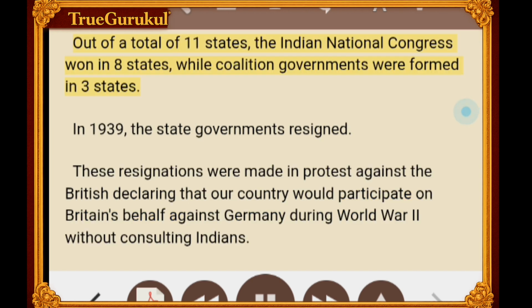Out of a total of 11 states, the Indian National Congress won in 8 states, while coalition governments were formed in 3 states. In 1939, the state governments resigned. These resignations were made in protest against the British declaring that our country would participate on Britain's behalf against Germany during World War II without consulting Indians.